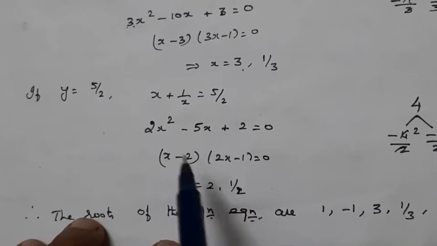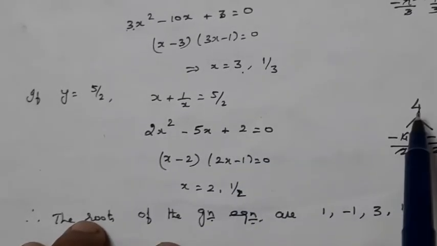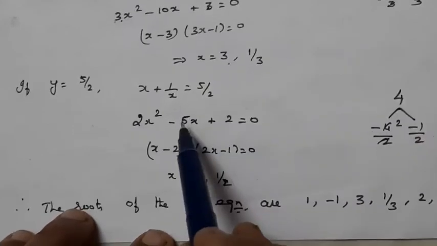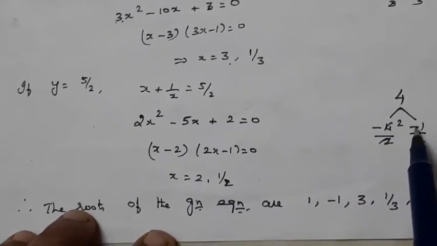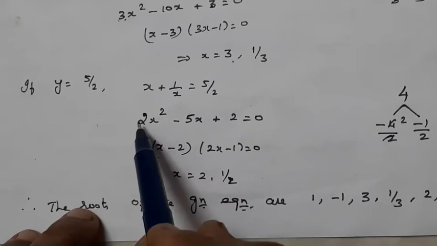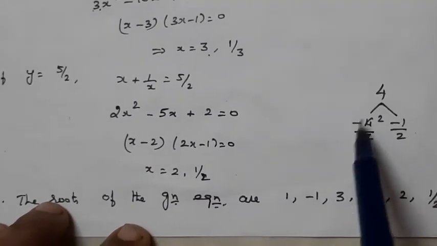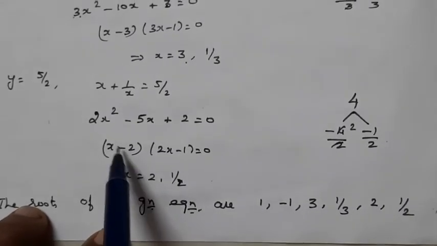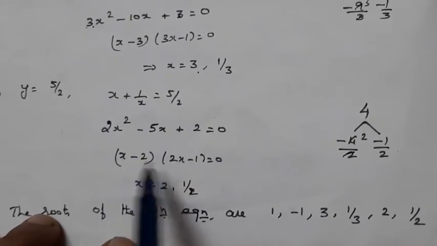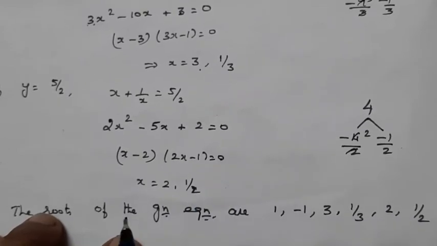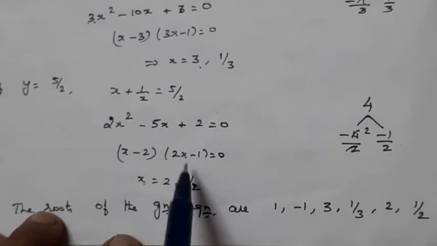Let us do this properly. So 2 into 2, the product is 4. So what would be the factors of 4 whose summation is minus 5, it will be minus 4 and minus 1. So as the coefficient of x squared is 2, divide the two factors by 2. So it will be reduced to minus 2 and minus 1. That means the factors for the quadratic equation are x minus 2 into 2x minus 1. So when it is equated to 0, the value of x will be 2 or 1 by 2.